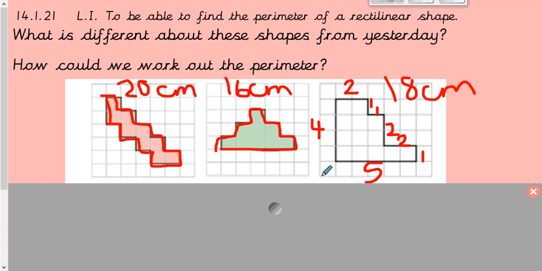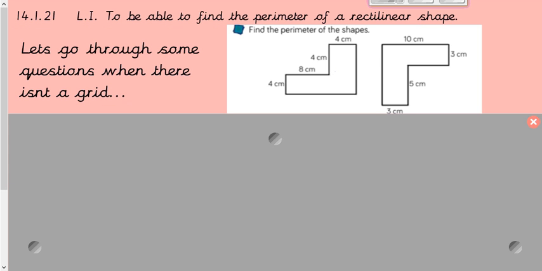Okay, and that's when we have a grid. So it's a lot easier when we have a grid. However, today we're going to look at what happens when we don't have a grid. Okay, so here are some rectilinear shapes. They look kind of like an L on their side, don't they?